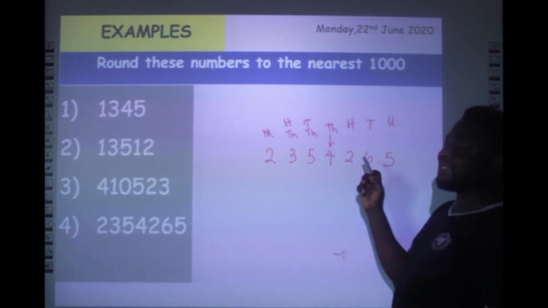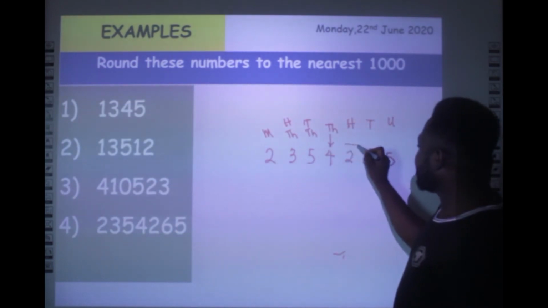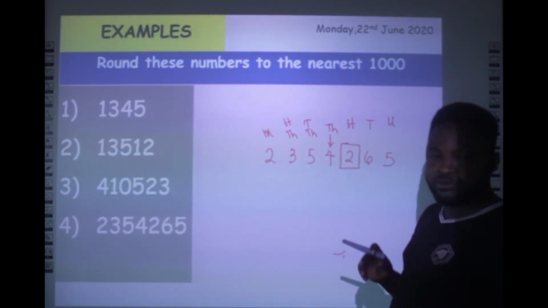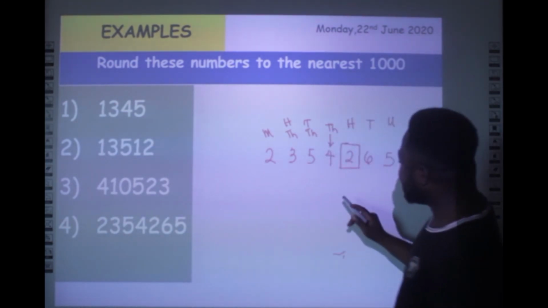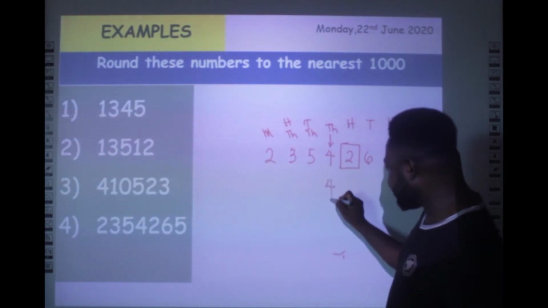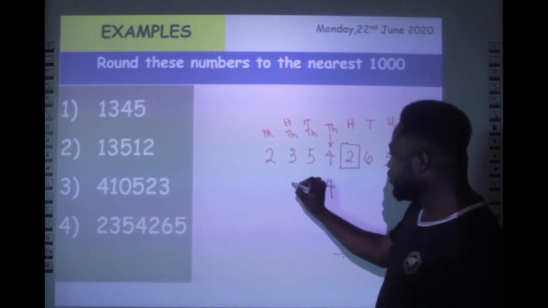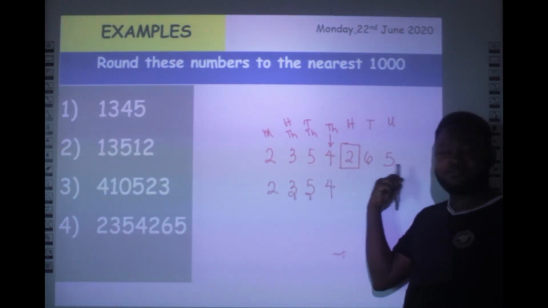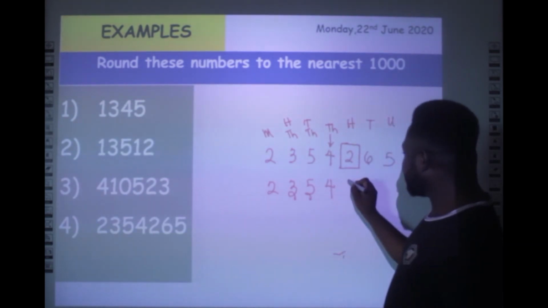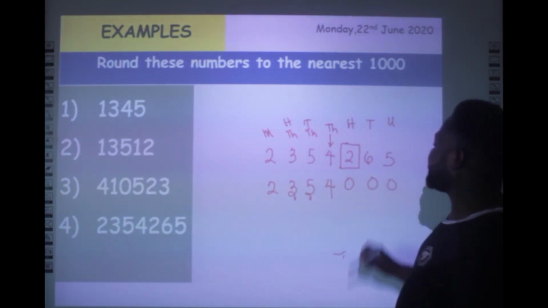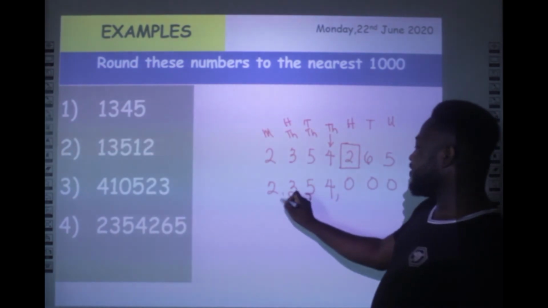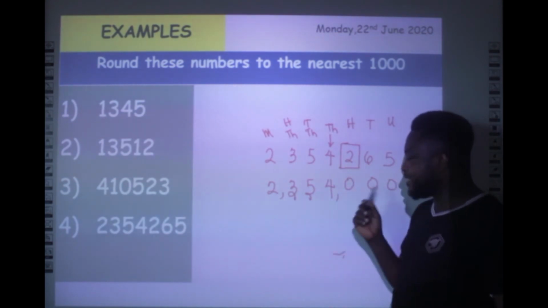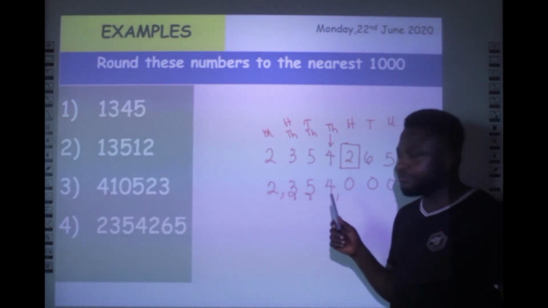Now look at the right of the target digit. Since it's not up to 5, what will you do? You allow it to rest. Now drop down 4, you drop down 5, you drop down 3, you drop down 2. Any other digit to the right of the target digit will turn to 0. So this will give you 0, 0, 0. As you can see, our final answer is 2,354,000. That's going to be the solution to this problem.